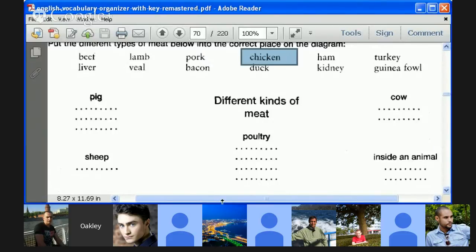Okay. Moving on. Amore. Chicken is a poultry. Of course it is. And I'm willing to bet that you eat chicken. Yes, teacher, I have a question. Ham is inside an animal or not? Well, yes, it is. Okay, thank you. I understand now. Thank you. We'll get that in just a second.